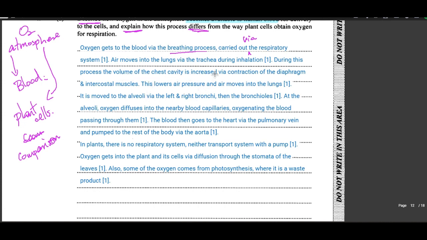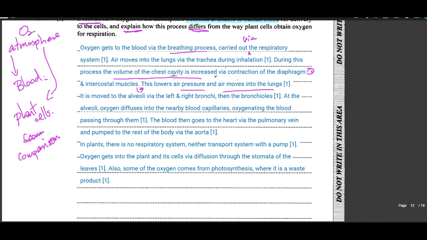So you indicate that the volume of the chest cavity is increased via contraction of the diaphragm, one, and of the intercostal muscles, two, right? What does that do? It lowers air pressure, and air moves into the lungs. And that is your description of inhalation. So notice we're zooming out, we take the big view, and then we're zooming in. First the big view is, look, this is how it gets into the blood: via breathing and the respiratory system.